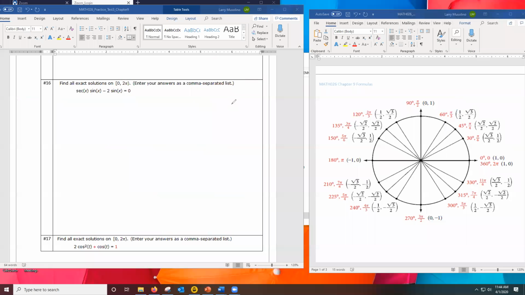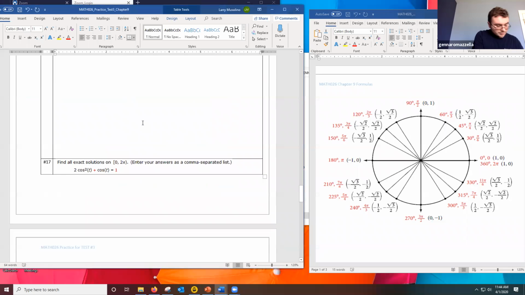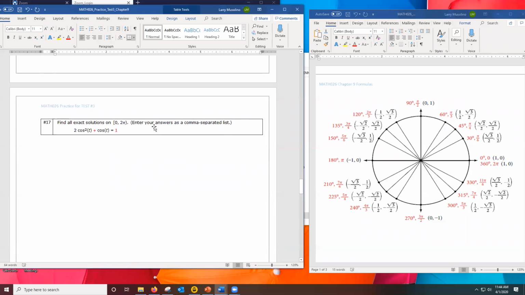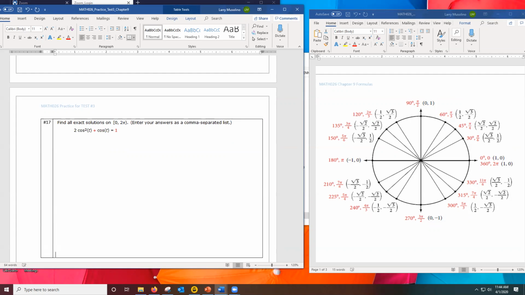17. Let's go to the last one, number 17. All right, now this one's a little tricky because you might notice this kind of looks like a quadratic equation. Well, I know it's quadratic because I'm seeing a cosine squared in the equation. Well, what I'd like to do as the first step is get this set equal to 0. You might remember this is the way you solve quadratic equations in algebra. So I'm going to subtract 1 from both sides of the equation because I want to get the equation set equal to 0.